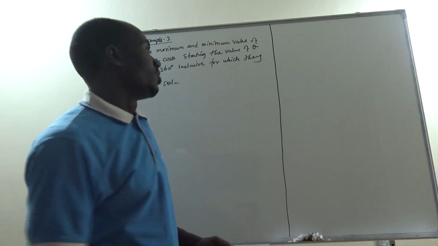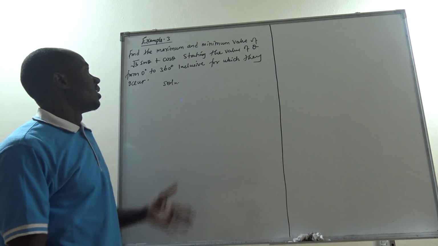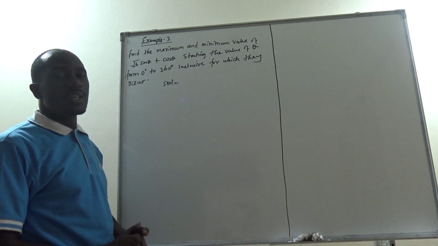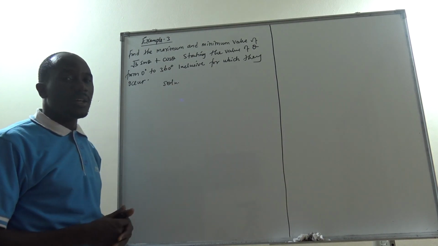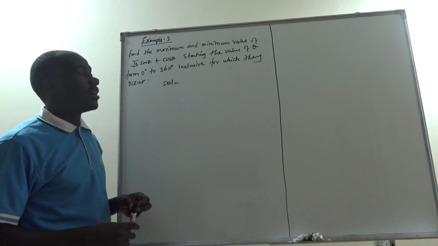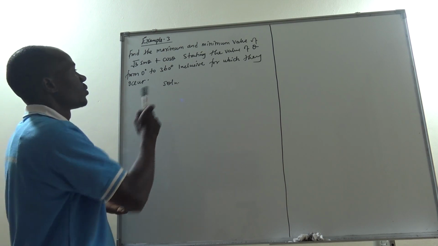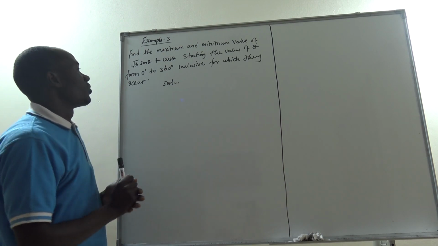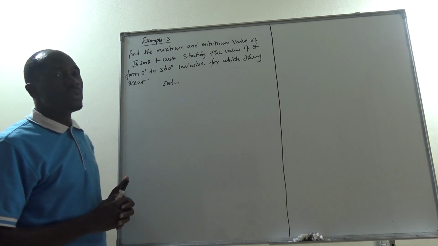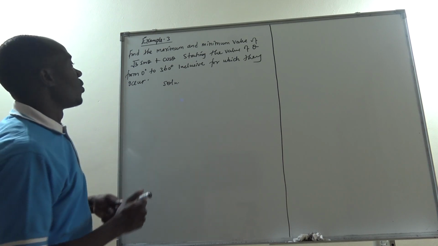Welcome back to this new episode, still on Tep Talks, and we are still continuing with more examples on the other formula. Now, our example 3 goes: find the maximum and minimum value of root 3 sin theta plus cos theta, stating the values of theta from 0 degrees to 360 degrees inclusive, for which they occur.